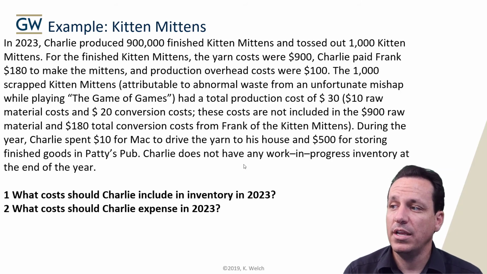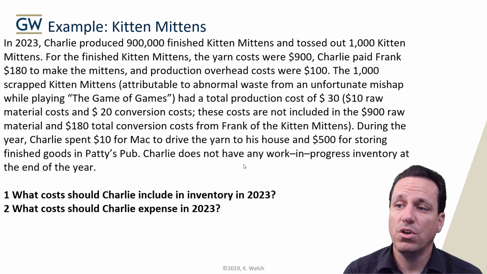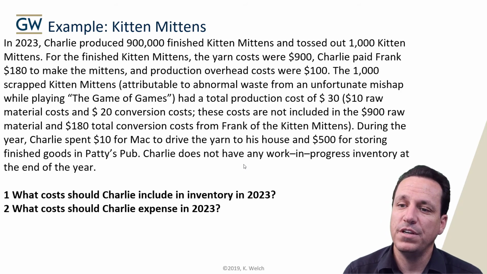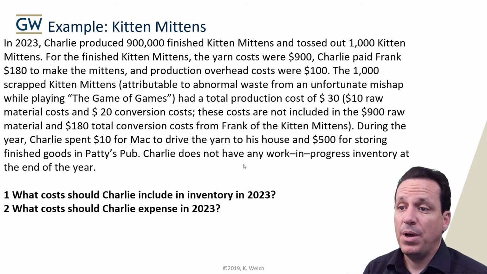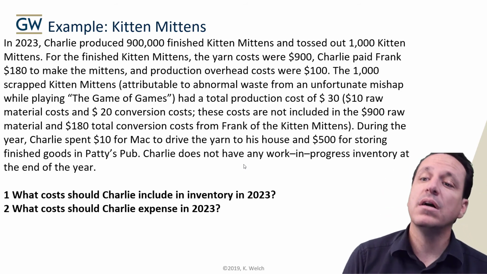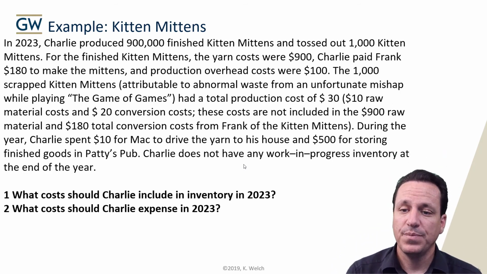These costs are not included in the $900 raw material and the $180 total conversion costs from Frank of the kitten mitten. During the year, Charlie spent $10 for Mac to drive the yarn to his house, and $500 for storing the finished goods in Patty's pub. Charlie does not have any work in progress inventory at the end of the year. What does Charlie include in inventory in 2023? What cost should Charlie expense in 2023?